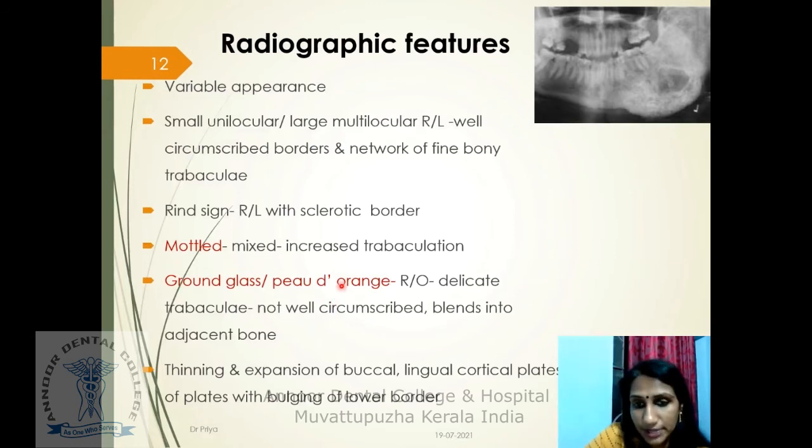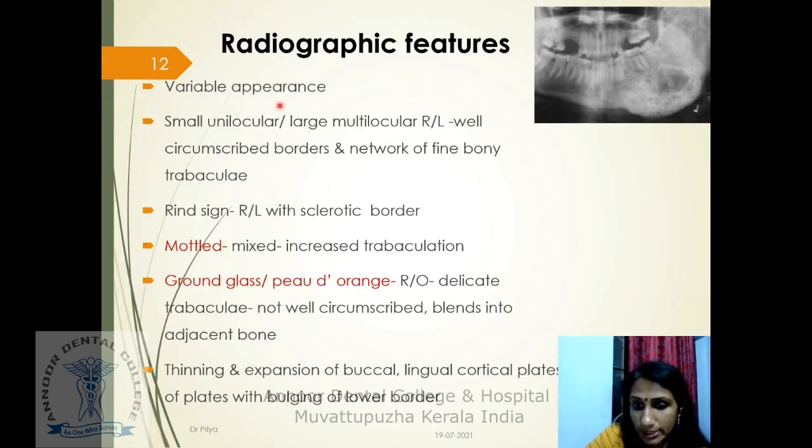So you can have an appearance like that where you have radio opacities. You can have delicate trabeculae. It won't be as well circumscribed as what we had discussed before, and it's going to blend into the adjacent bone. So a ground glass or peau d'orange appearance is a radio opacity wherein you have delicate trabeculae. It does not have a well circumscribed border, and the border merges with the normal bone adjacent to it. The other features you can see are thinning and expansion of the cortical plates, and also bulging of the lower border of the mandible.